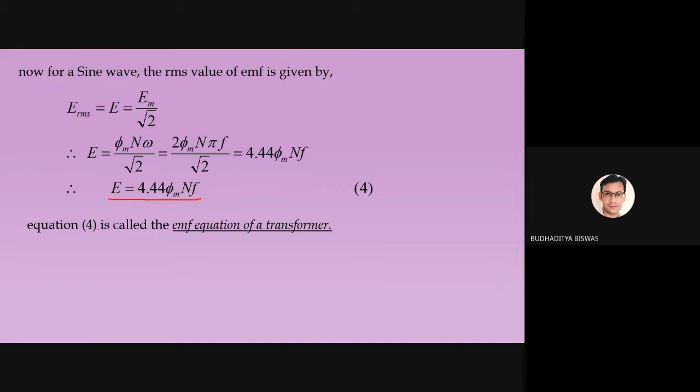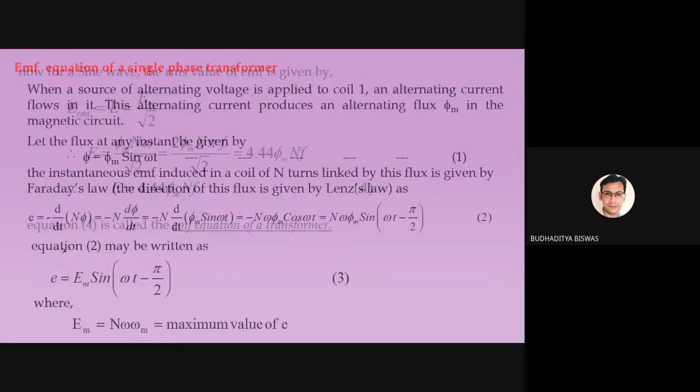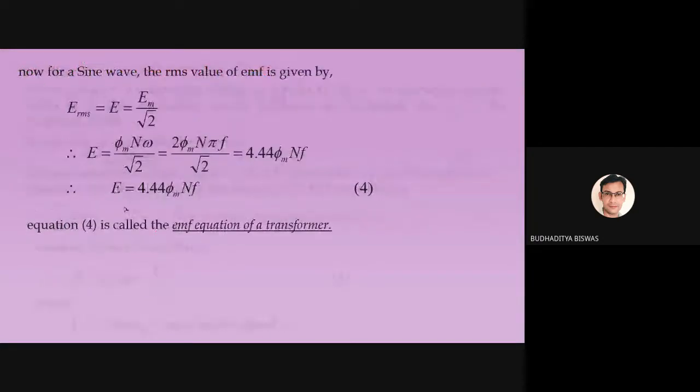This is a very important question. Many times it has come in the semester examination: derive the EMF equation of a single phase transformer, and this is the answer. You need to start from this one and write up to this, and it gives 5 marks. This will be a 5 marks question, and you need to derive up to E equal to 4.44 phi m N f. This is called the EMF equation of a transformer.